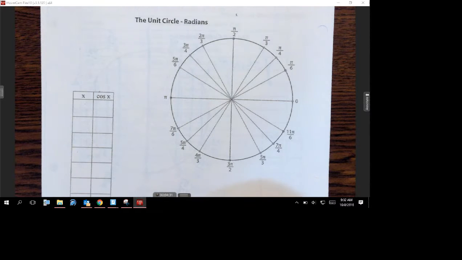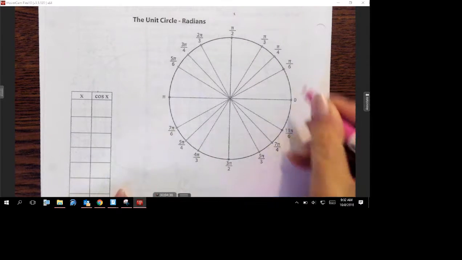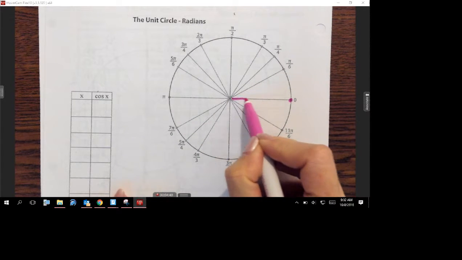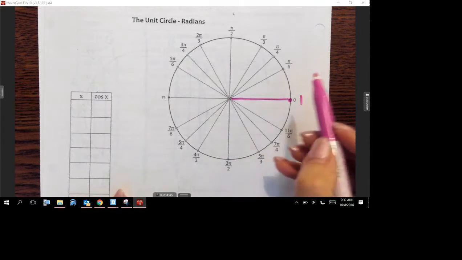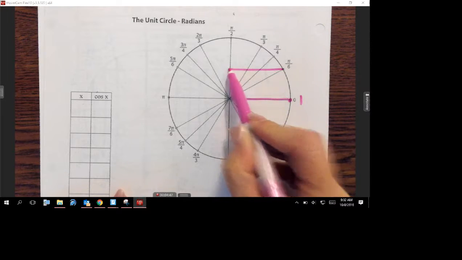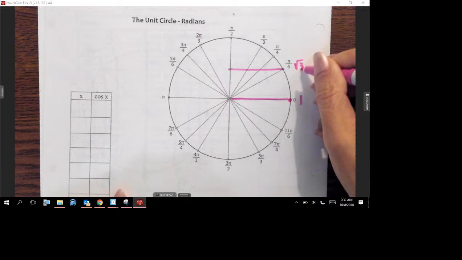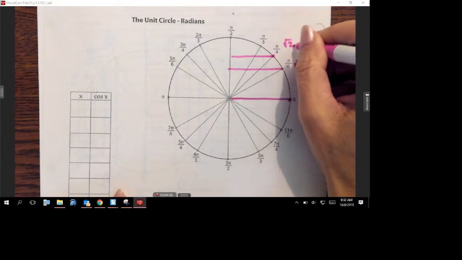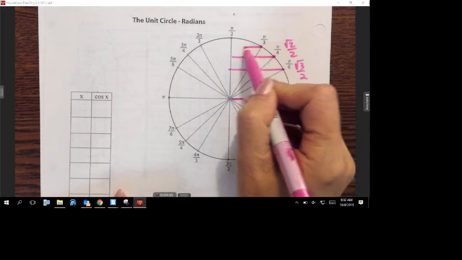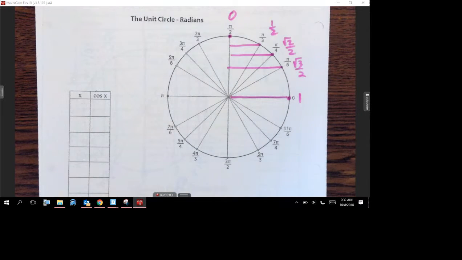Flip it over, we'll look at cosine. So cosine is not the y, what is it? The x value. So now we're going to look at the horizontal at each of these angles. So at 0, my horizontal length is 1. At pi over 6, the cosine is radical 3 over 2. At pi over 4 is radical 2 over 2. At pi over 3 is a half. And then the cosine of pi over 2 is 0.